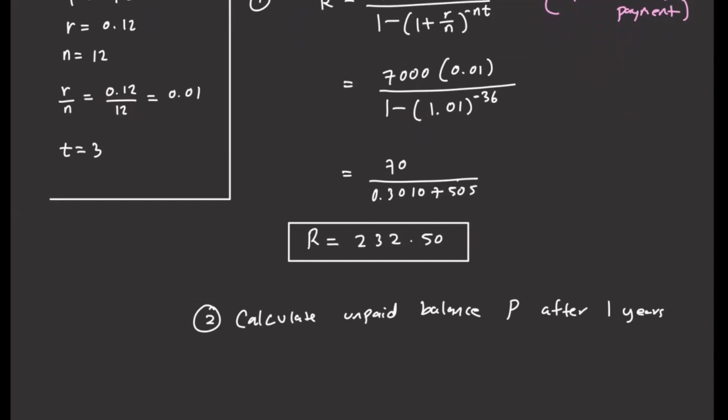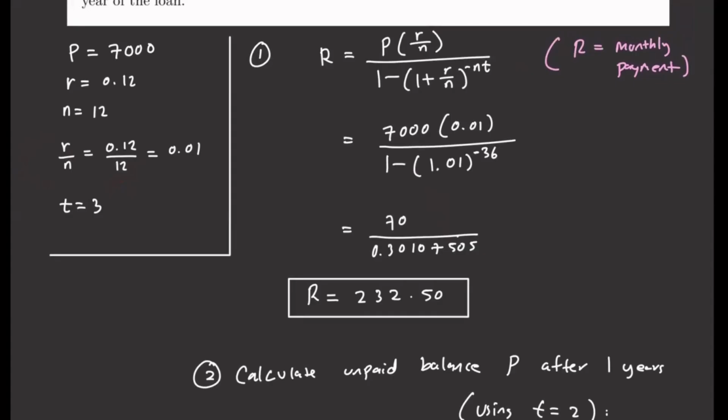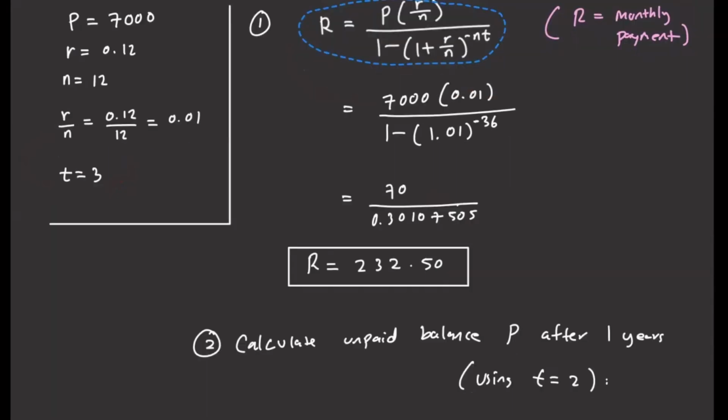Since the mortgage is for 3 years, we're going to be using T equals 2 because there's 2 years left on the loan to find that P value. So using the same formula again, but we're going to be plugging in R and solving for P and using T equals 2.